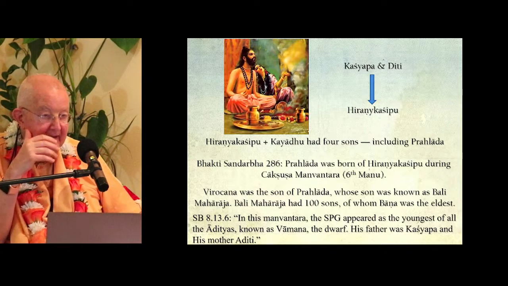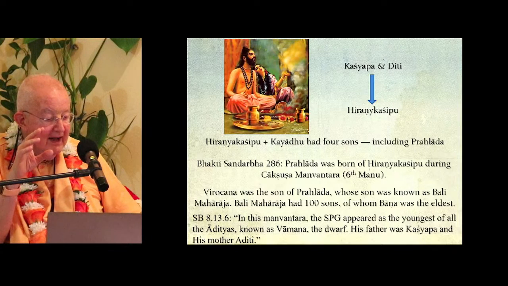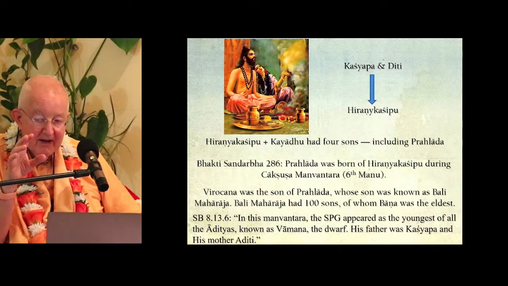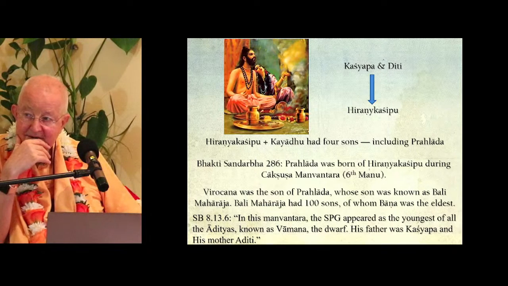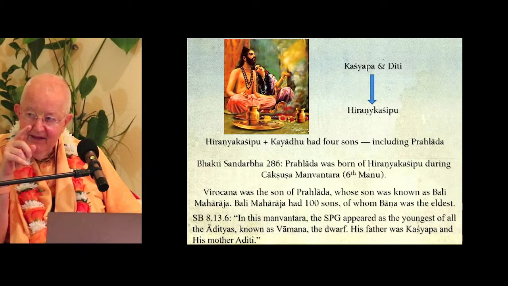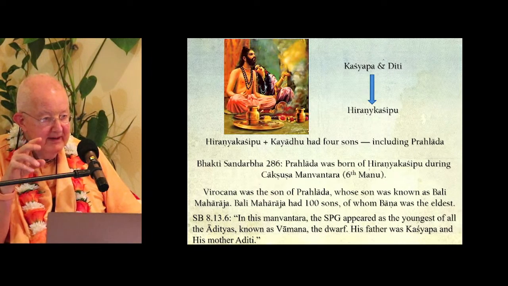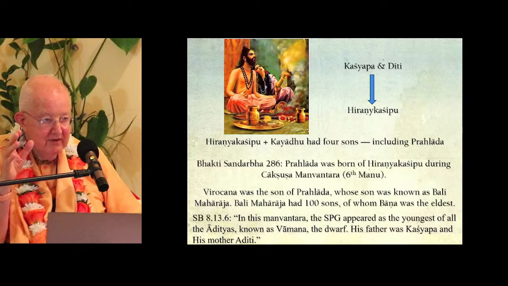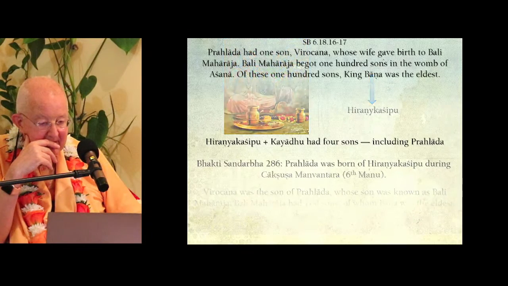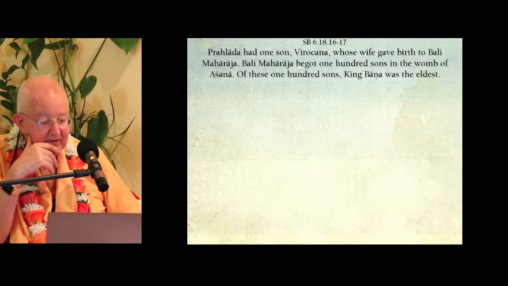So how many sons did Kashyapa and Aditi have? How many? Was it 10 or 12? Huh? 12. You have a good memory. 12. So the youngest was Vamana, and one of the oldest was Indra. So Vamana is the younger brother of Indra. We're almost done. This is the last slide.